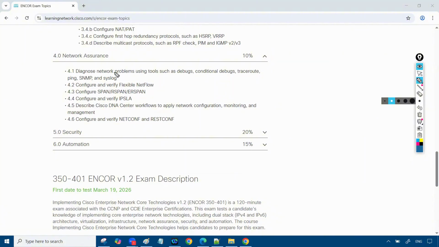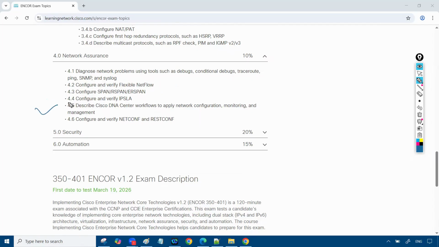So we have SNMP, syslog, ping, and traceroute. These are the commands based on which we can troubleshoot the network. Then we have SPAN, RSPAN, and ESPAN. Based on SPAN, you can easily monitor the traffic on a particular node. These are very important topics from the production network perspective. Because in a production network, most of the time you need to identify whether an interface is receiving traffic or not. In that case, you can deploy SPAN and monitor the interface traffic.